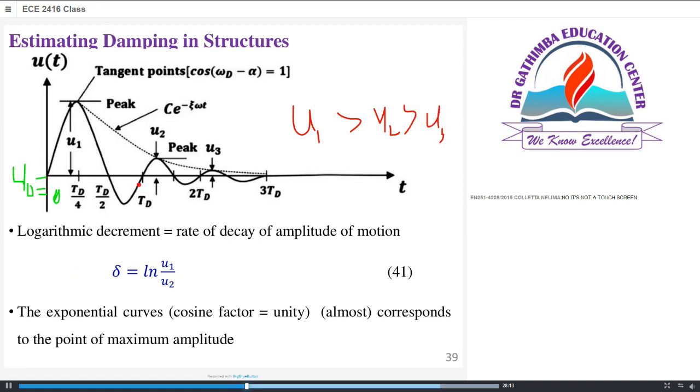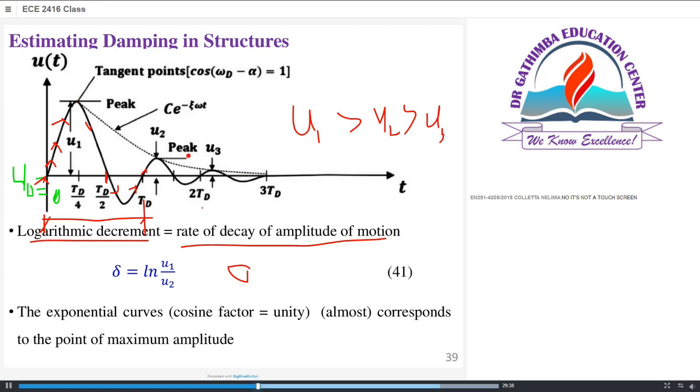Again, after one cycle, we have the first period TD, the second cycle twice TD like that, because we say this is periodic, occurring at the same interval of time. So of course, after the quarter cycle, the period is TD over 4. Half cycle at this point, you see the amplitude continues decreasing, and we talk of logarithmic decrement. This is the rate of decay of amplitude of motion, and is given by delta equals natural log of the first and the second amplitude.